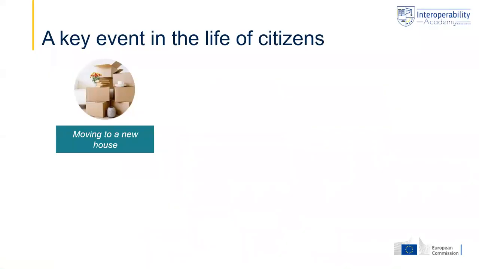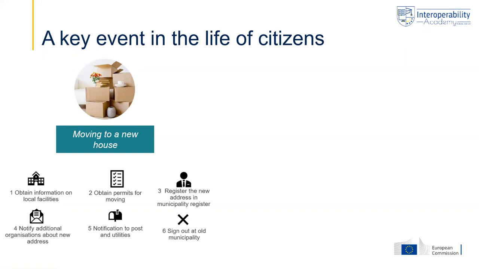One of these events we introduced in the first module of this course, with the example of Anna. It's about moving to a new house, where you as a citizen need to go through different steps and rely on several services. These services include obtaining information on what's in the environment, on the local facilities, obtaining permits allowing you to move, registration of your new address in the municipality register, the notification of other organizations about your new address, but also sending out notifications to the post and utility services, and finally signing out at your own municipality.